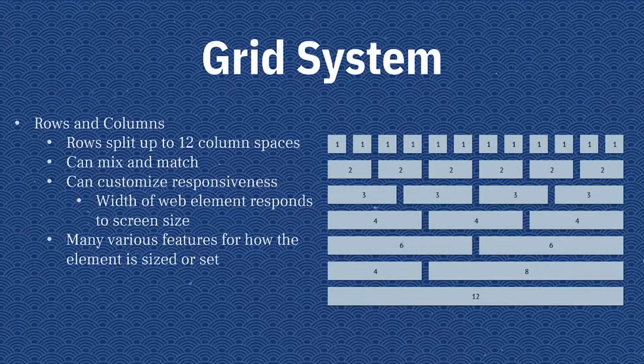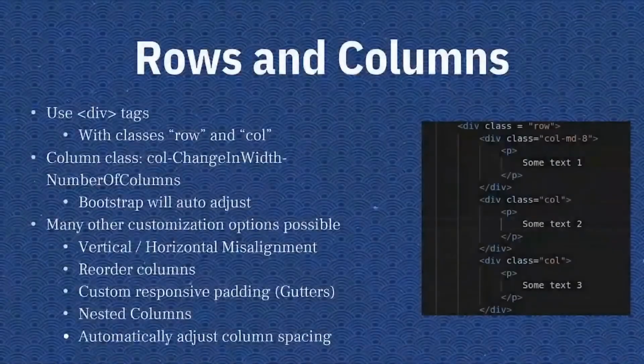For the grid system, it's made up of rows and columns. You can have as many rows as desired, and each row is made up of columns, which together add up to 12 column spaces. And as you can see within this little diagram, you can mix and match them based on desired preference. There are various customization possibilities for rows and columns, but for columns, one of the more common ones is you can change the responsiveness of the width for various screen sizes, and there are other possibilities.